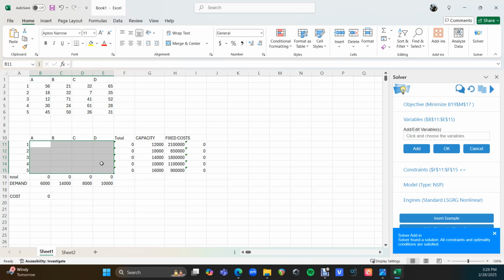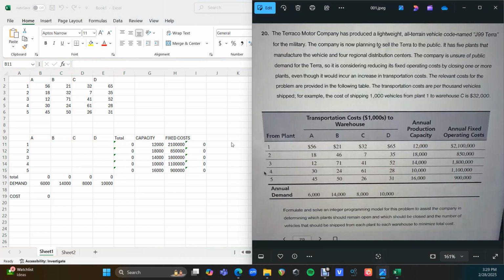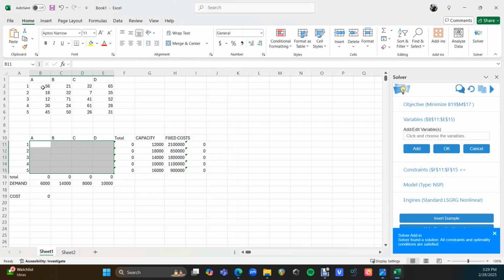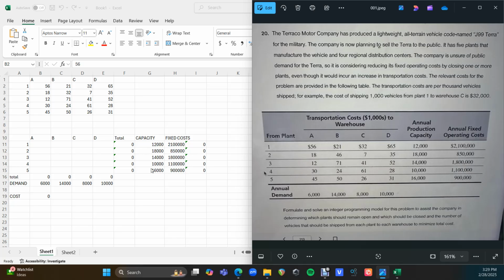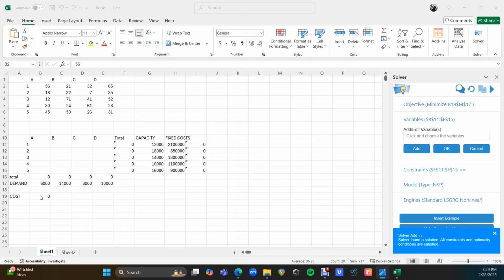Alrighty, so I'm going to do my best to explain what's going on here. I transferred all this information on cost into Excel, and then we also have the capacity. We have the annual fixed operating costs here, assuming I've typed them in correctly, and then demand down here. Yeah, it's looking good. Okay, now let's talk about Excel.